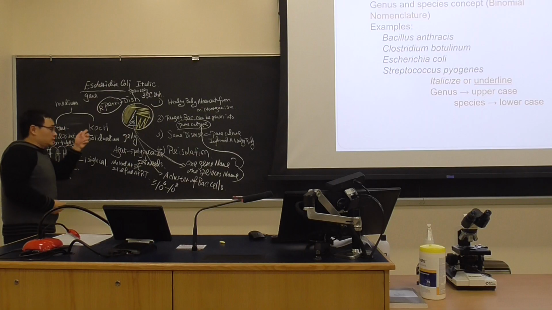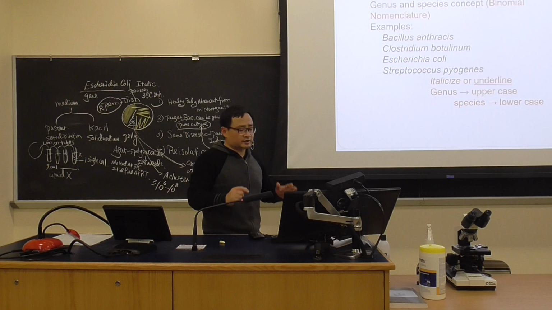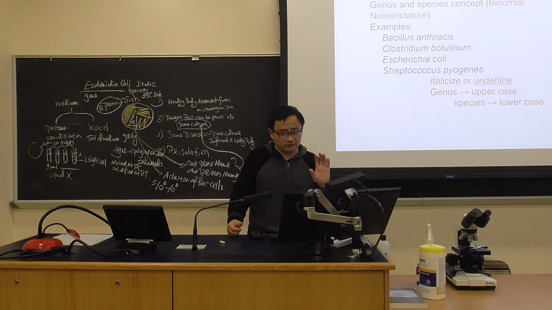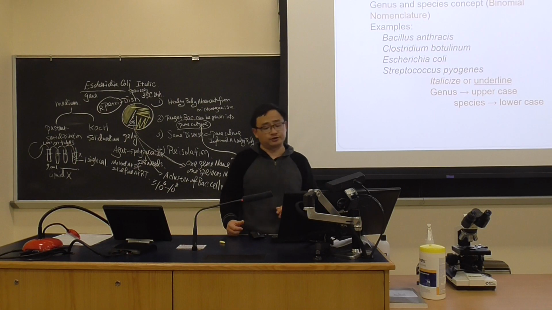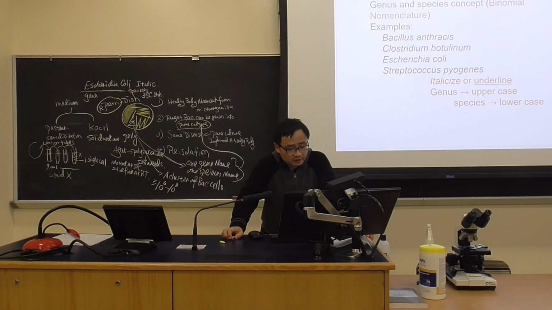I believe Escherichia is from a scientist's name, from Japan. Coli refers to the morphology of the bacterium, looks like a large shape. So we have other examples. Bacillus anthracis, Clostridium botulinum. Clostridium is a genus name. Botulinum is a species name.